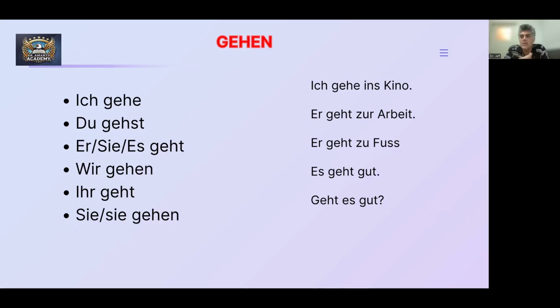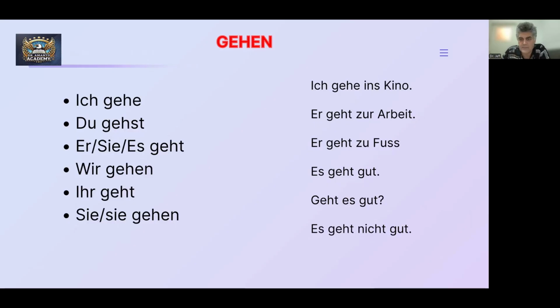The verb comes to the beginning, and that makes the question form: geht es gut? Also es geht gut. Geht es gut? Ja, es geht gut. How's it going? Is everything okay? Yeah, it is good.